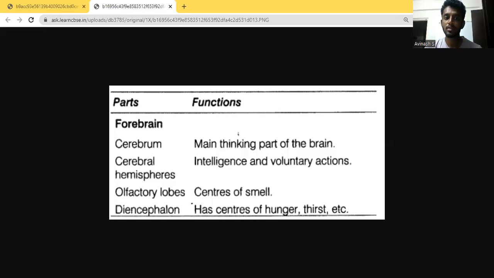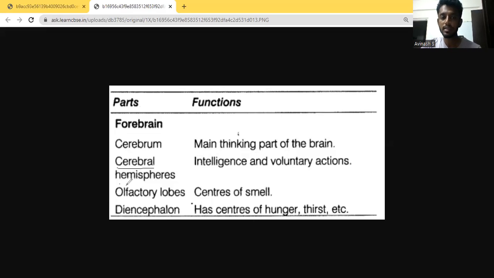When it comes to the functions of the forebrain, as you all can see, forebrain has some divisions. There is the major part which is called the cerebrum. So the forebrain is also called the cerebrum in general. The cerebrum is responsible for the main thinking that happens in the brain. When I say thinking, it's about decision making in your life, like whether you have to go and eat, which career you're going to take, and all of that. That is based on the cerebrum.